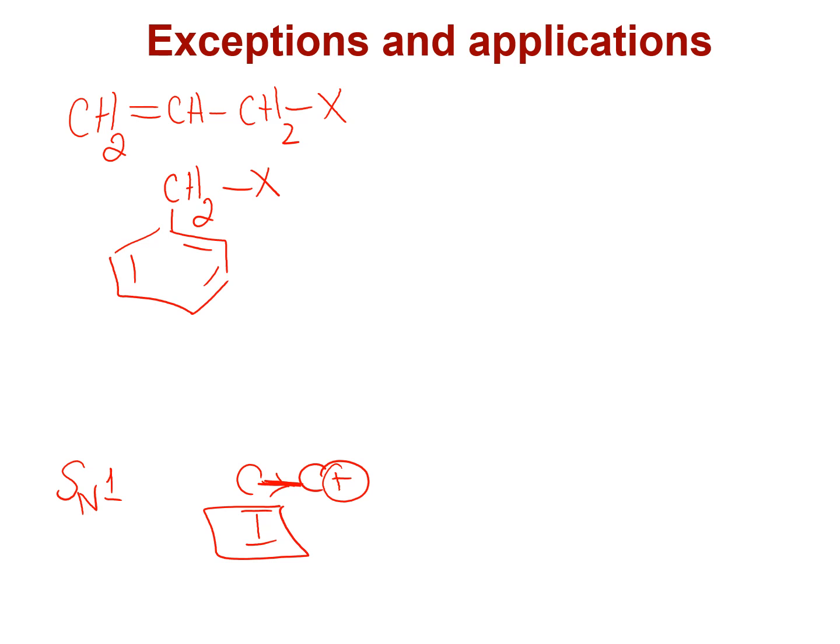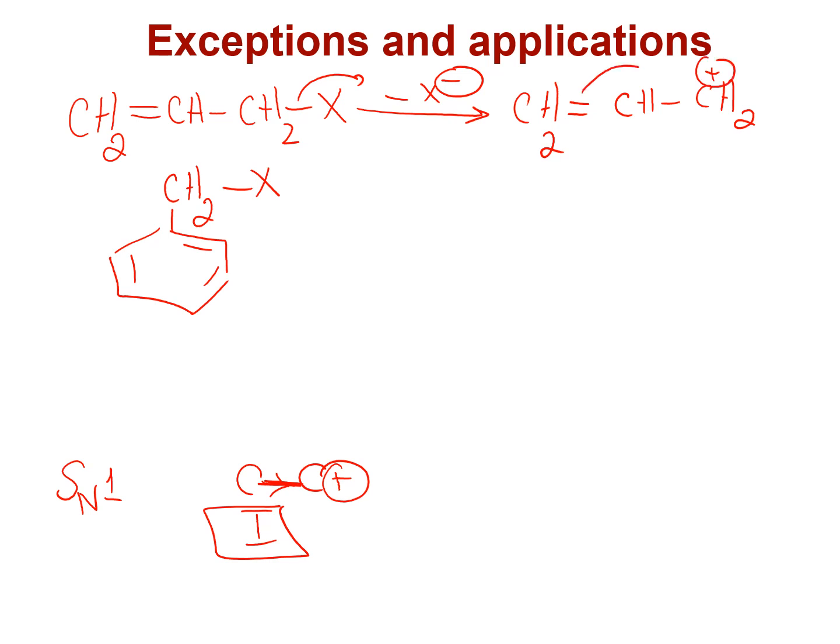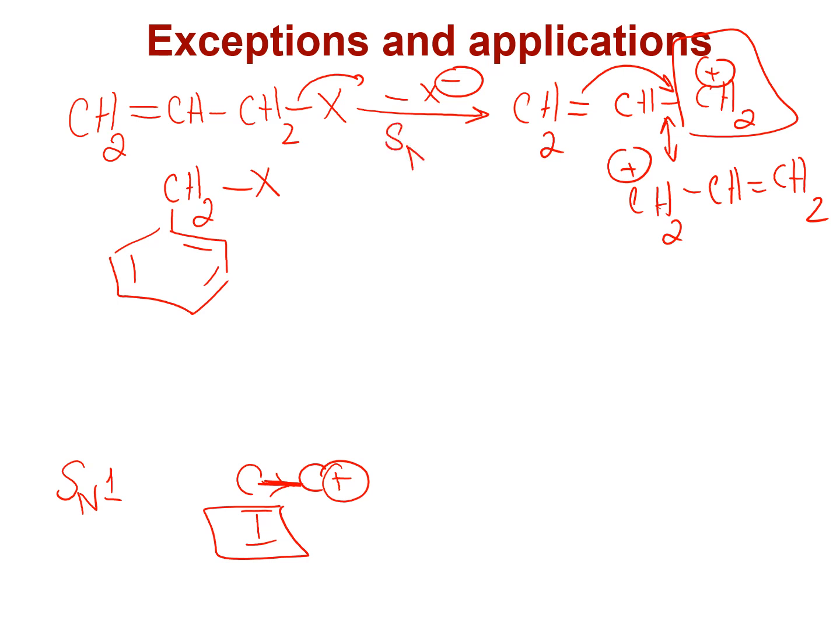However, in case of allyl and benzyl halides, when the halogen leaves and the carbon carries a positive charge, this positive charge is stabilized by resonance. Resonance is a very strong means of stabilization, as we have mentioned before. So accordingly, this is a stable carbocation, and accordingly, it can perform an SN1 mechanism. So this is a possible mechanism, an SN1 mechanism.